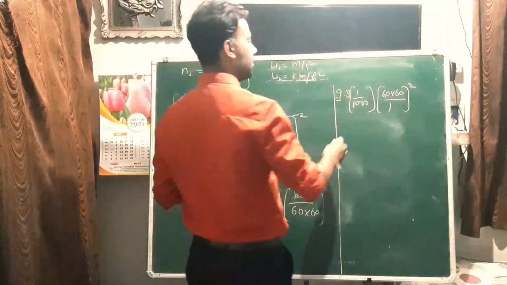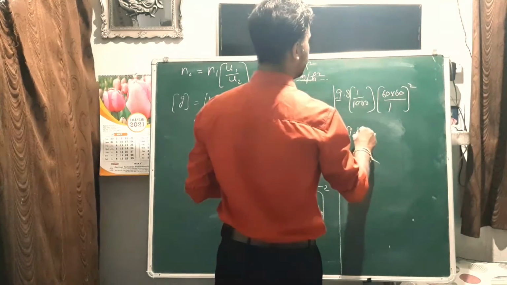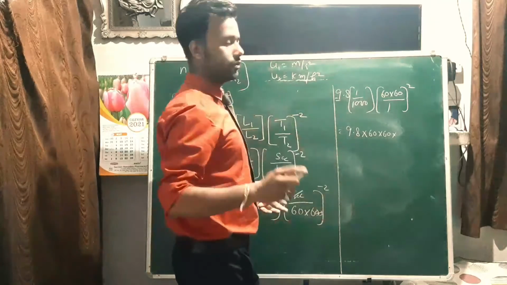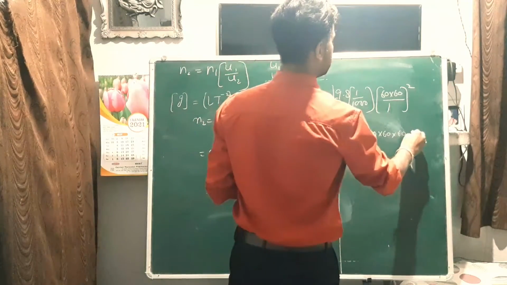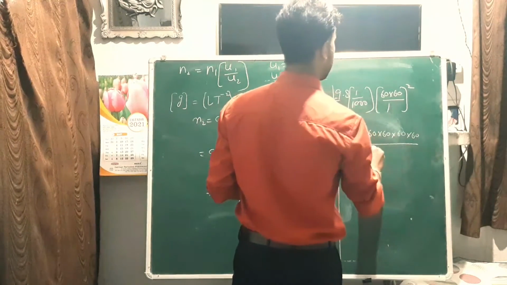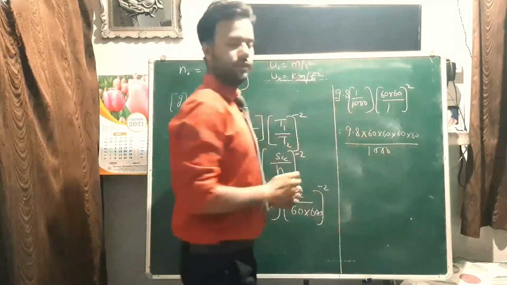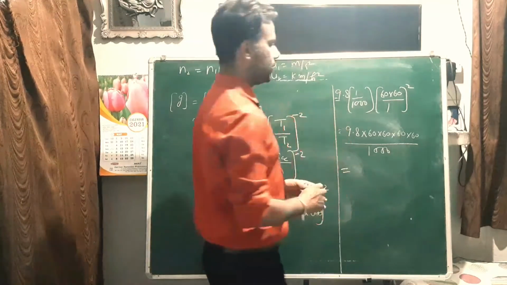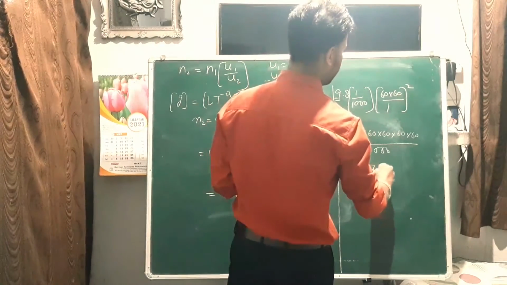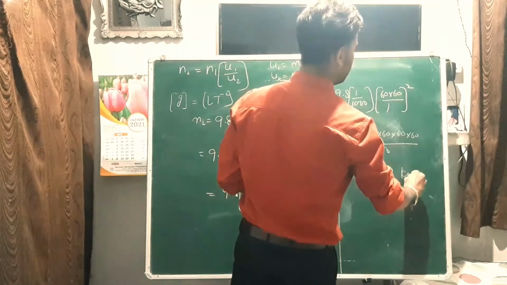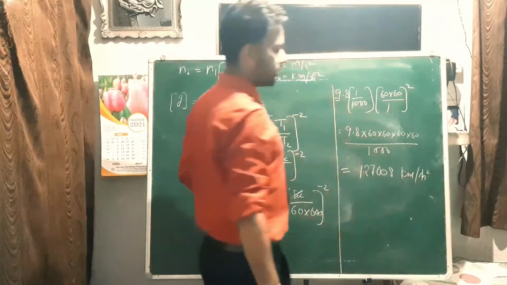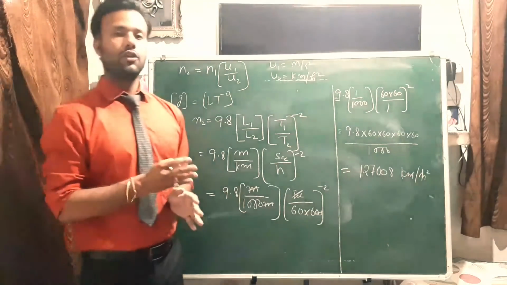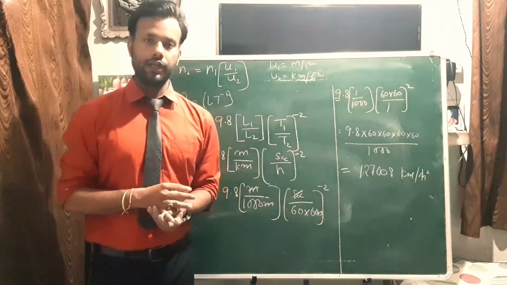Now we are left with this simple calculation here. This will become 9.8 into 60 into 60. We have a square, so two times more, 60 into 60, 60 into 60, and divided by 1000, right? So when we finally calculate this, we'll get 127,008 kilometer per hour square, right? So this is how we can convert one system of units into another system of units, right?